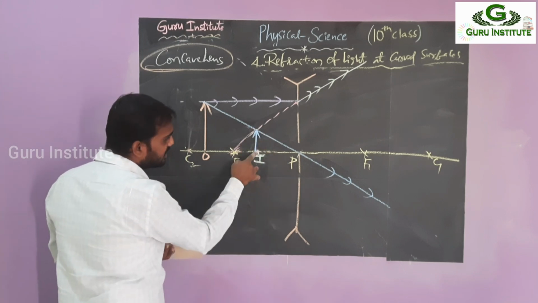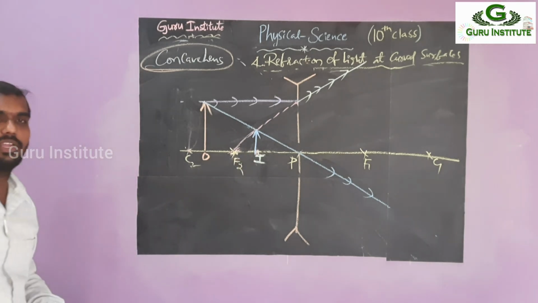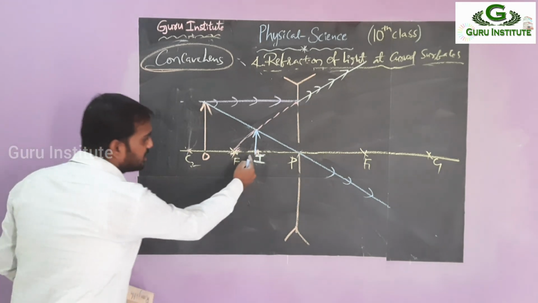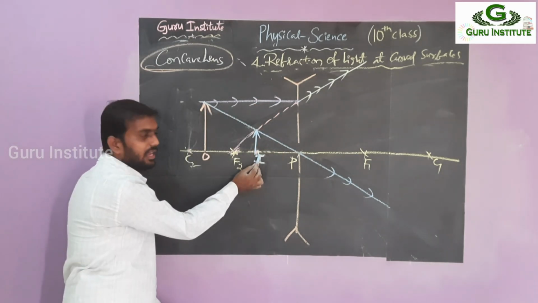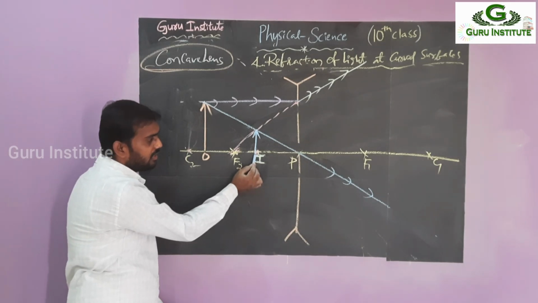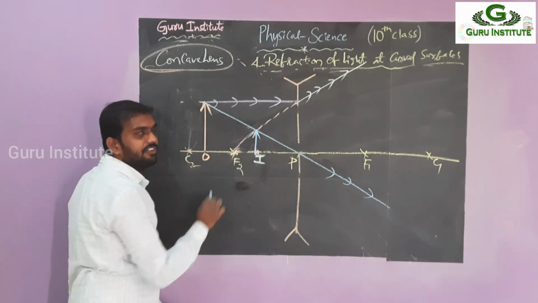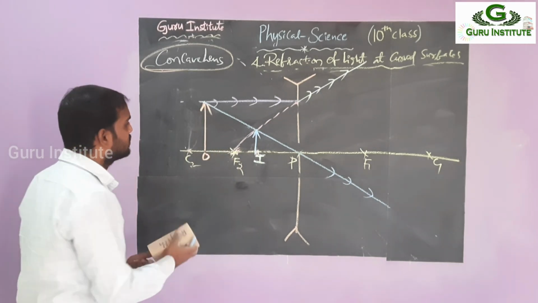So for this picture only I am using. Right. What happened? Just a little bit it is moving here. So again same. Just it is moving. First it is here beyond C. At C it is here. Between F and C it is moving here. But always it is formed between F and P only, right? So always it is diminished, erect and virtual. So now what is the next case?